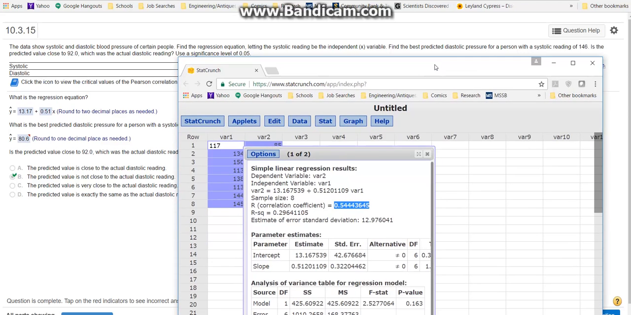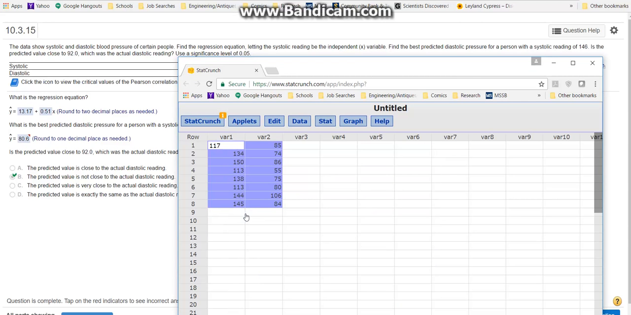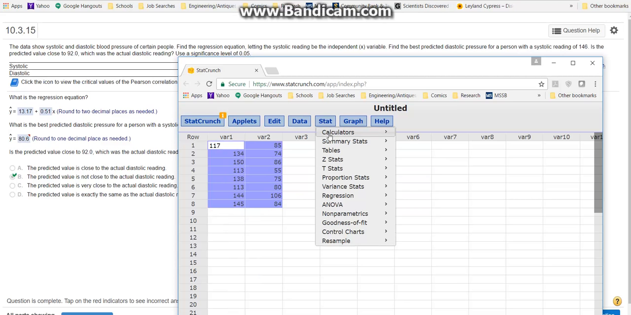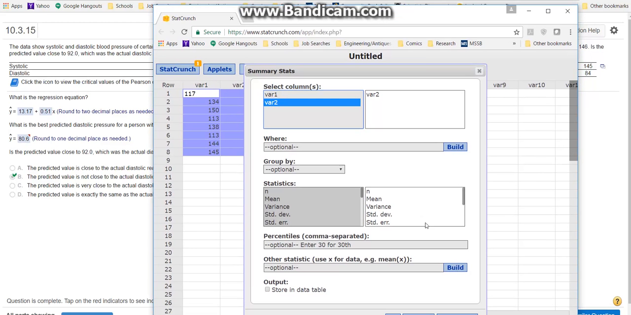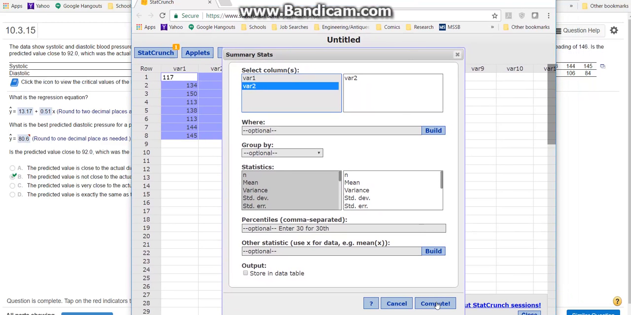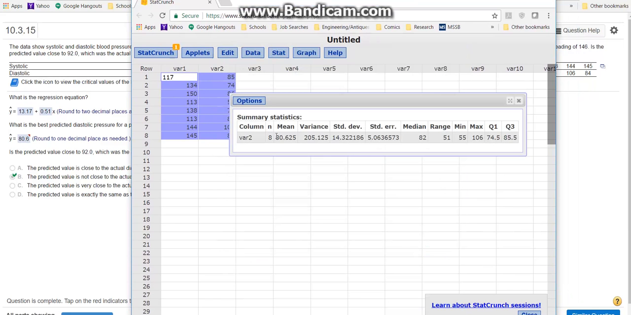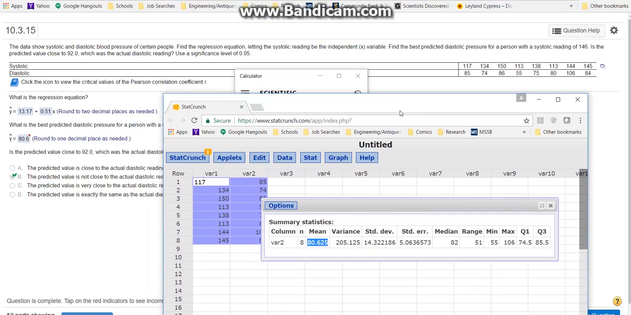So the only explanation I have here is that they're using the mean value, but they're not very clear about exactly why they're doing that. So I can use summary statistics on columns, var2, and then hit compute. And I'd be willing to bet you that the mean is the answer. And sure enough, it is. So here's what has happened here.